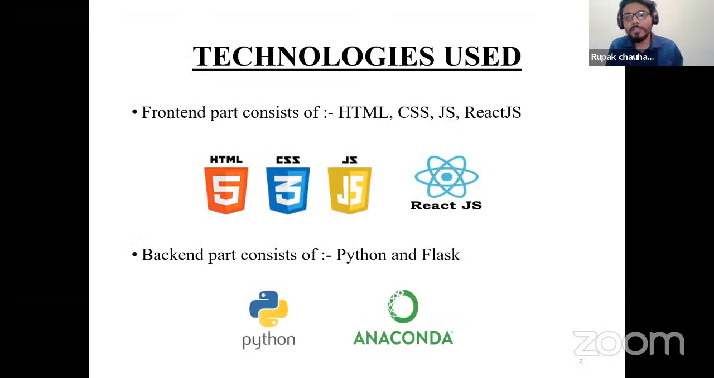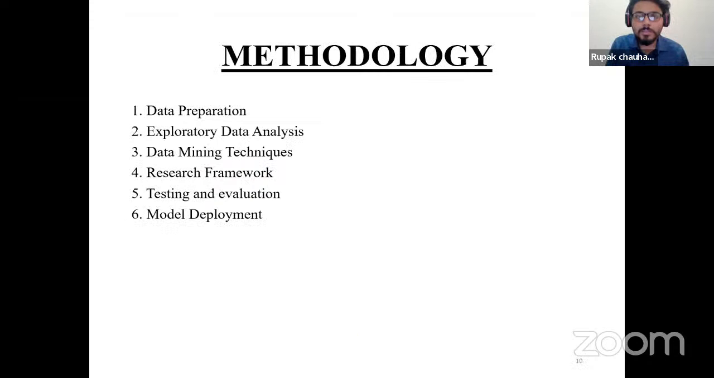Technologies used. So for the front-end part of this web app, it consists of HTML, CSS, JavaScript, and React.js, and the back-end part consists of Python using Flask and Anaconda. Methodologies. So the methodologies used to solve this problem are data preparation, exploratory data analysis, data mining techniques, research framework, testing and evaluation, and model deployment.